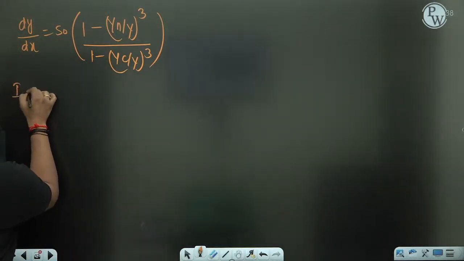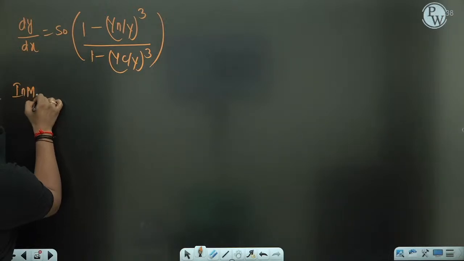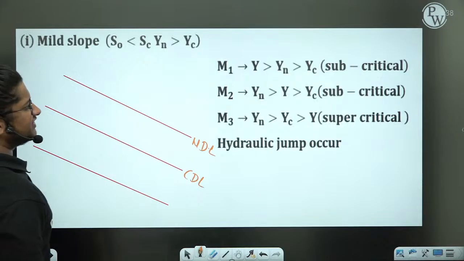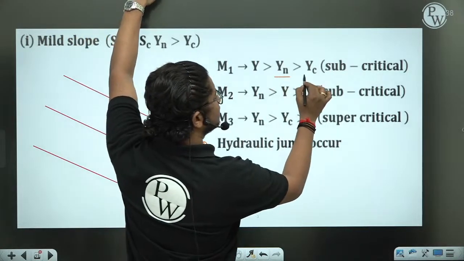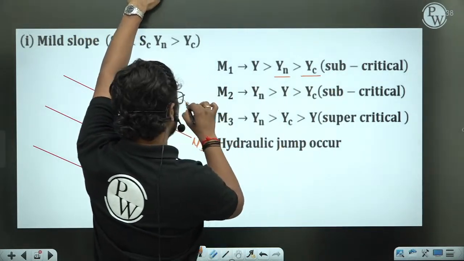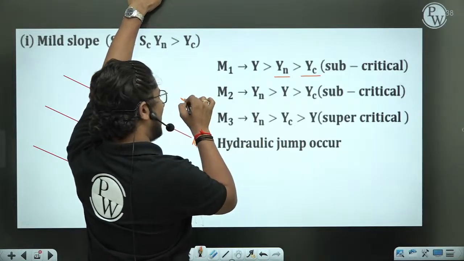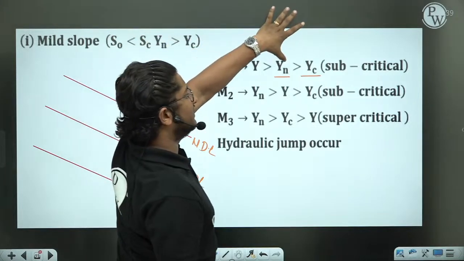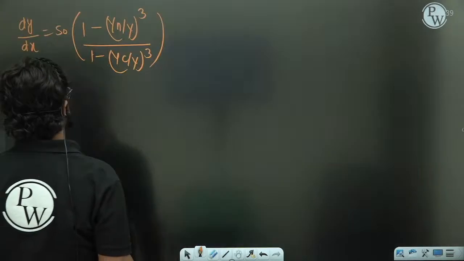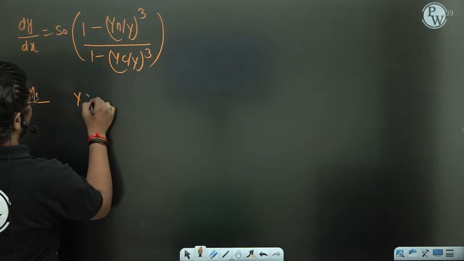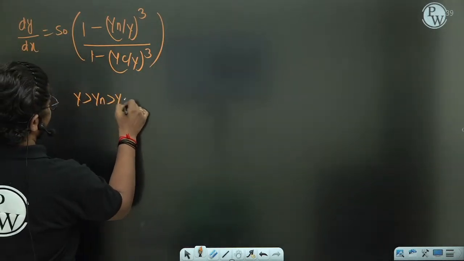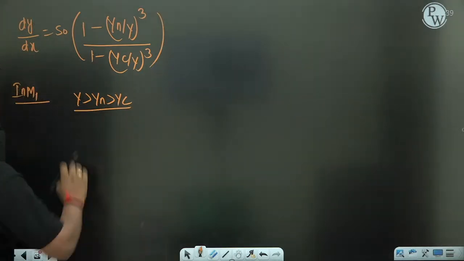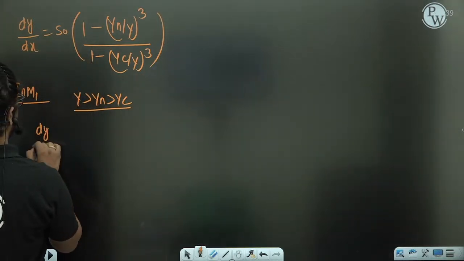Like in M1, that means somewhere here I'm asking, here the depth condition will be what? Normal depth is more than the critical depth, and if you are somewhere here, your actual depth will also be more than the normal depth. So y greater than yn, yn greater than yc. For this condition, what will be the dy upon dx value?